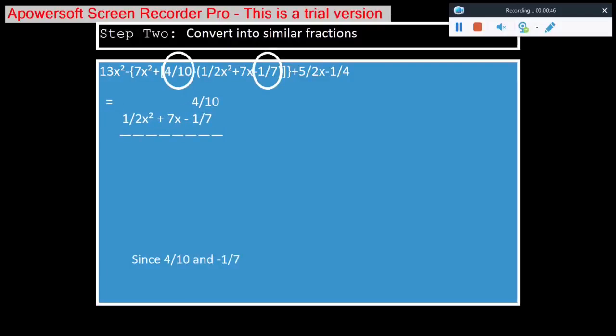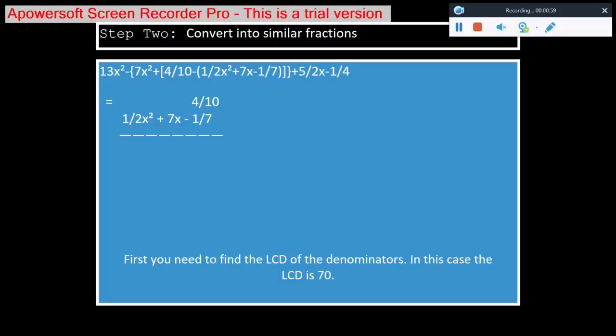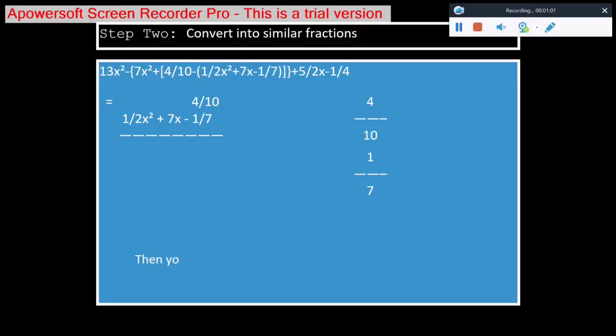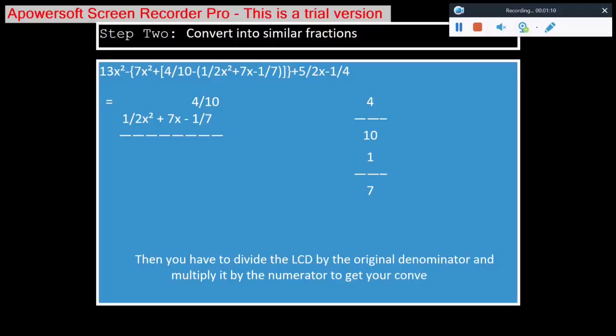So step 2 is we convert into similar fractions. Since 4/10 and -1/7 are dissimilar fractions, you have to convert them. First, you need to find the LCD of the denominators. In this case, the LCD is 70. Then, you have to divide the LCD by the original denominator and multiply it by the numerator to get your conversion.